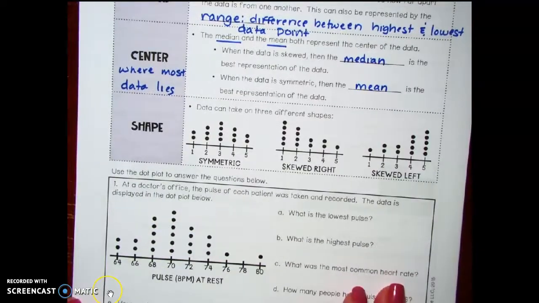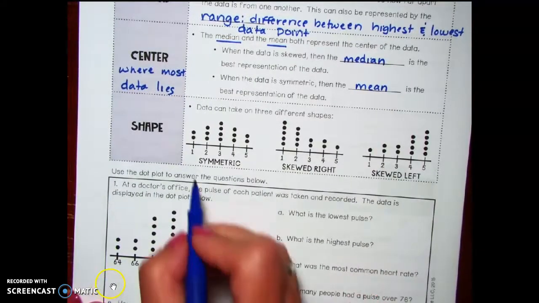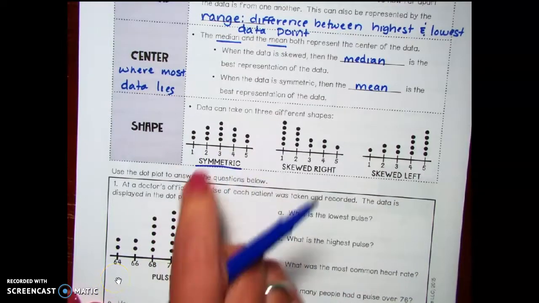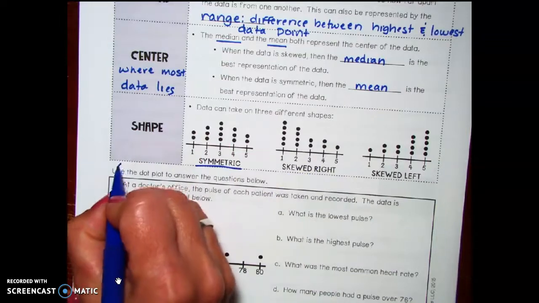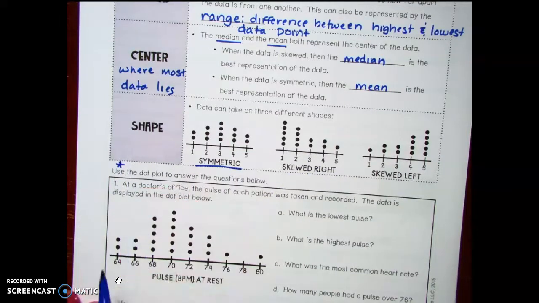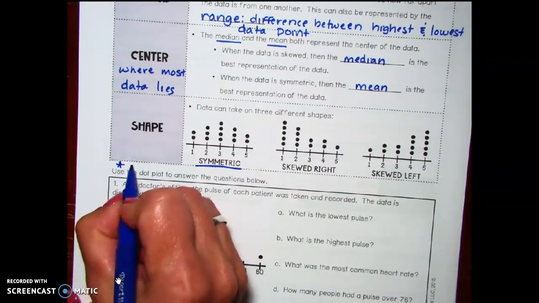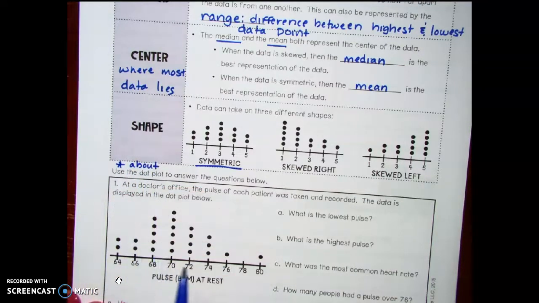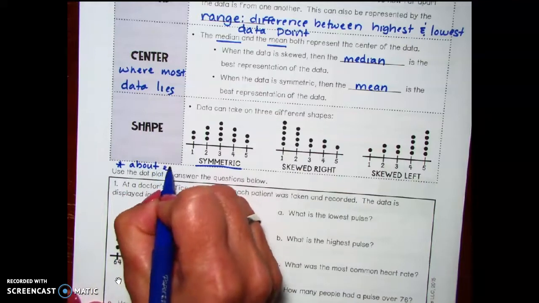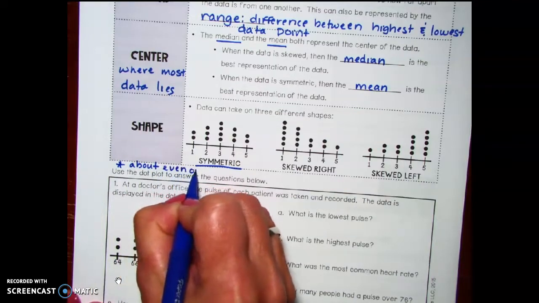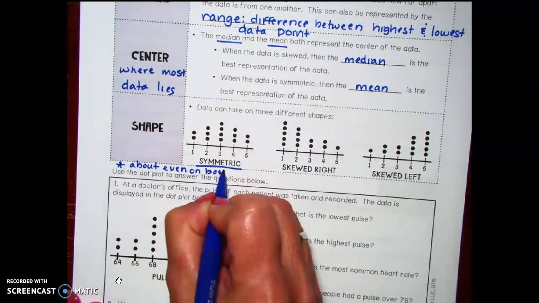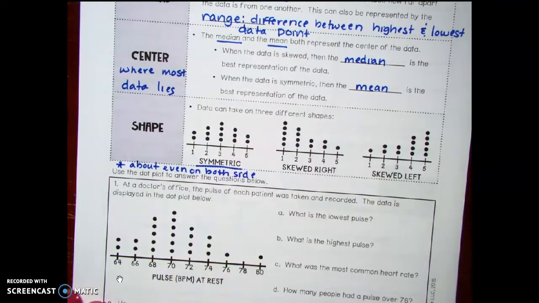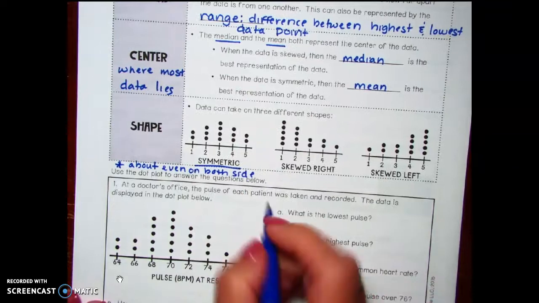Another thing we look at is shape. So if we have data that is symmetrical, now very rarely are you ever going to have a perfectly symmetrical graph. It can happen, but it's not going to be a common occurrence. What symmetrical means is that it's about even on both sides. If something has symmetry, it's a mirror image, okay?